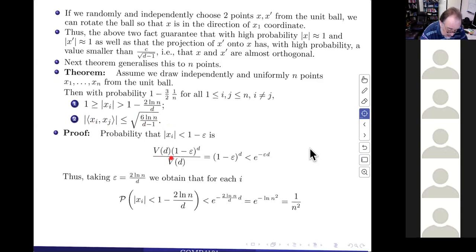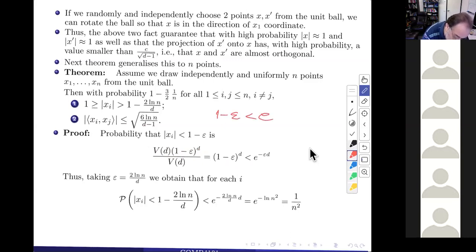If you take a unit sphere in dimension d and you reduce its radius by epsilon, then the inner sphere will have volume (1 minus epsilon) to the d times the original volume. And now we use a very useful inequality, and I believe somewhere in the notes we have proved it. The inequality says that 1 minus epsilon is smaller than e to the minus epsilon when epsilon is a small positive number, right?